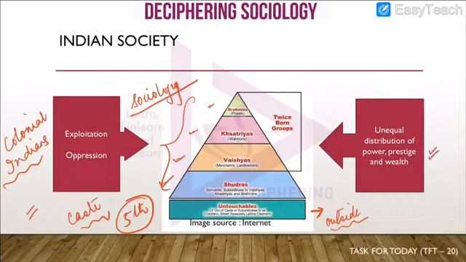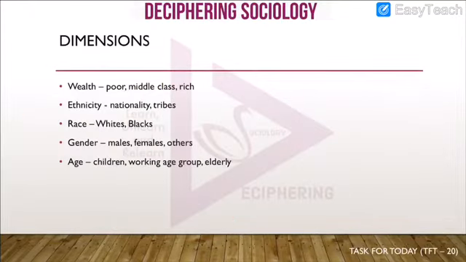Thus, there was an element of inequality of power, prestige, wealth. Also, it included an element of exploitation and oppression. So, from these two examples, what can we infer? What could be the dimensions of social stratification? First one, of course, would be wealth. But this is not the only form of stratification. There can be stratification on the lines of other features also.